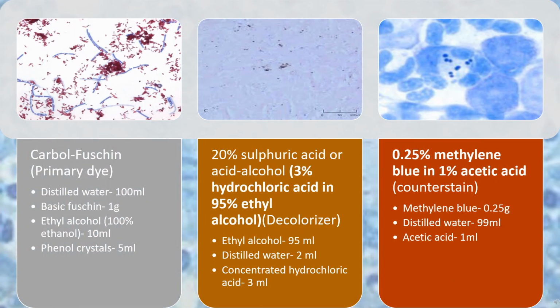Reagents used in the Ziehl-Neelsen stain include carbol fuchsin, the primary dye; 20% sulfuric acid or acid alcohol, the decolorizer; and methylene blue dye, the counterstain, or malachite green. Now, how these reagents are prepared.